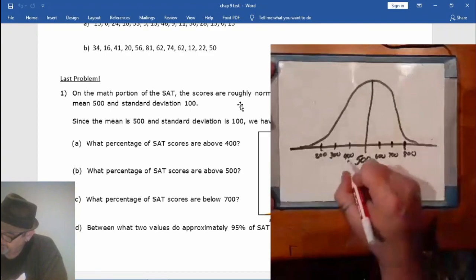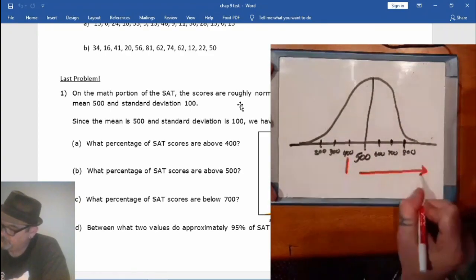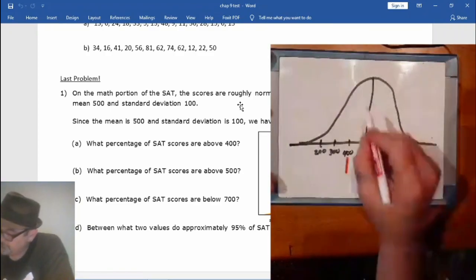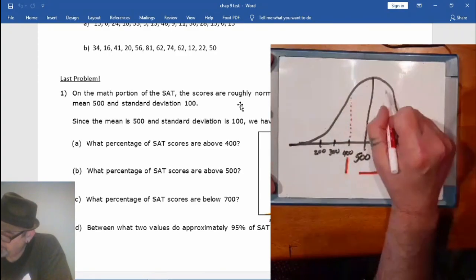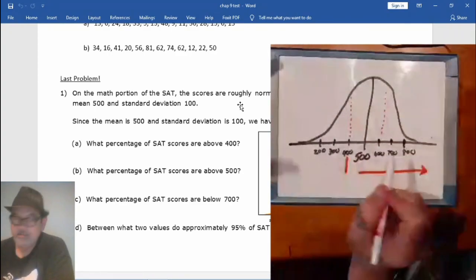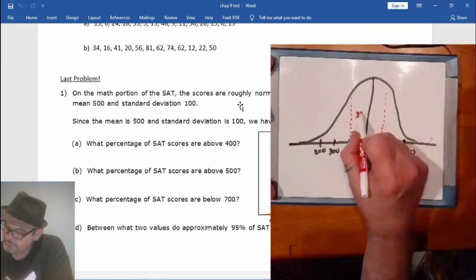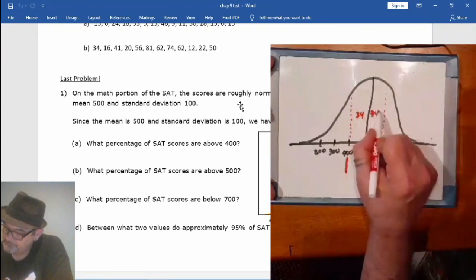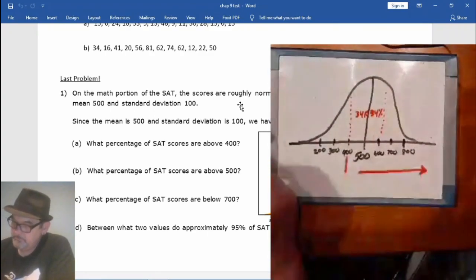400 is right here. We want to know what percent is above 400. Well, let's remember our chart. We know that one standard deviation away from the mean is 68%, so this is 34% and this is 34%.